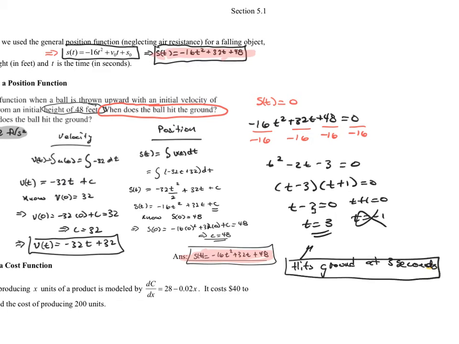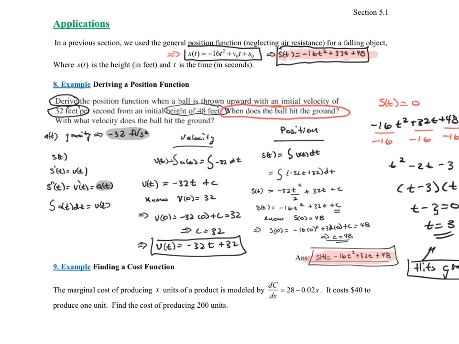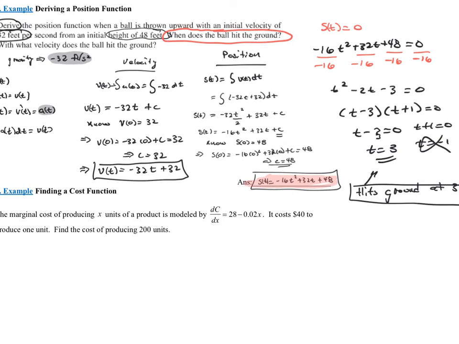Okay. Let's look at the next question. What did the next question ask? It says, with what velocity does it hit the ground? Well, we have our velocity function, and we know when it hits the ground. It hits the ground after 3 seconds. So now we just need to find the velocity at 3 seconds.